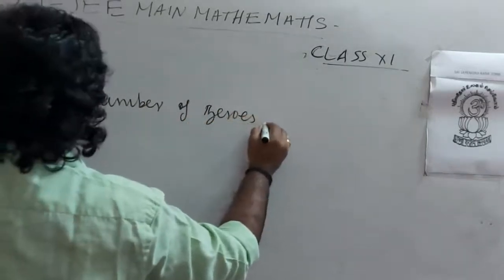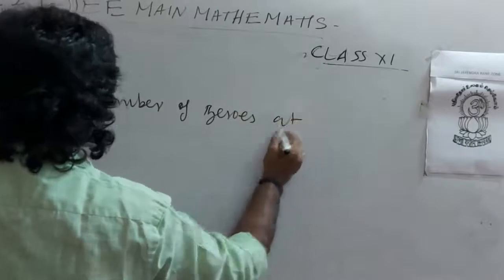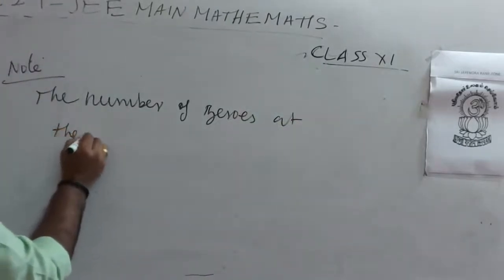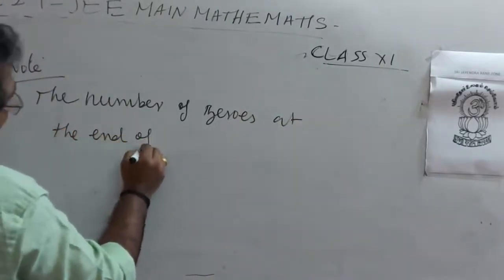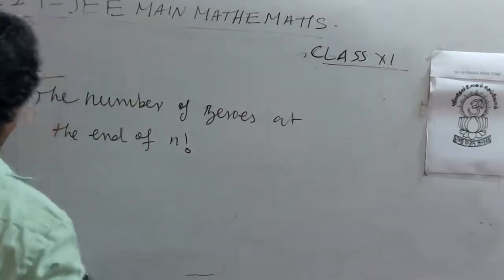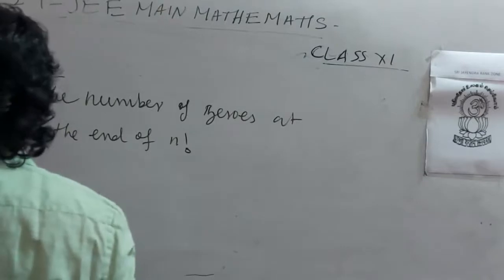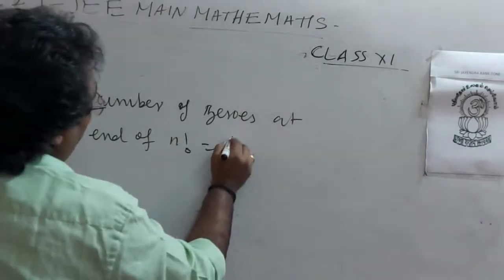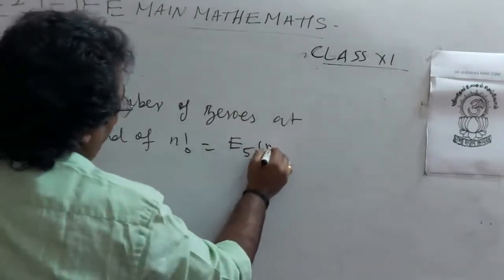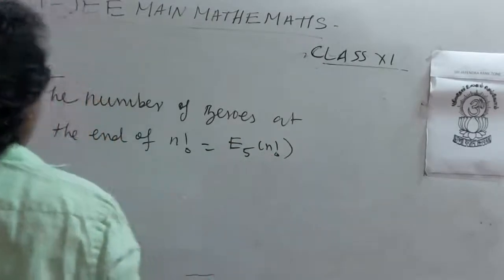The number of zeros at the end of n factorial equals the exponent of 5 in n factorial.